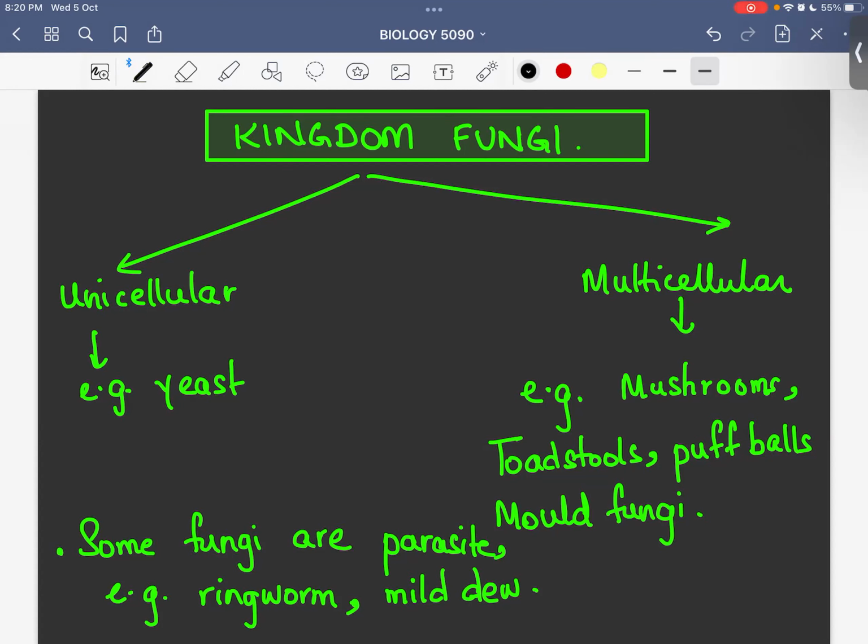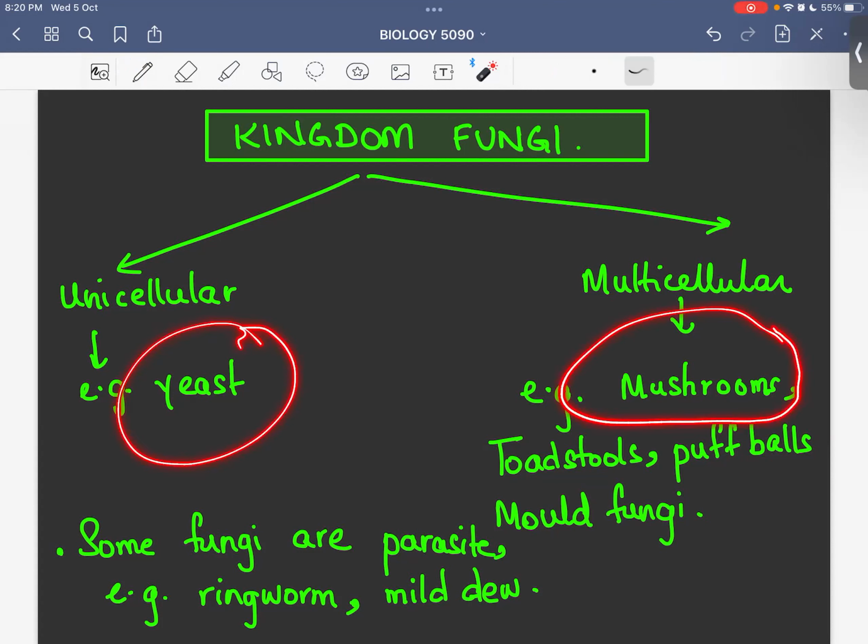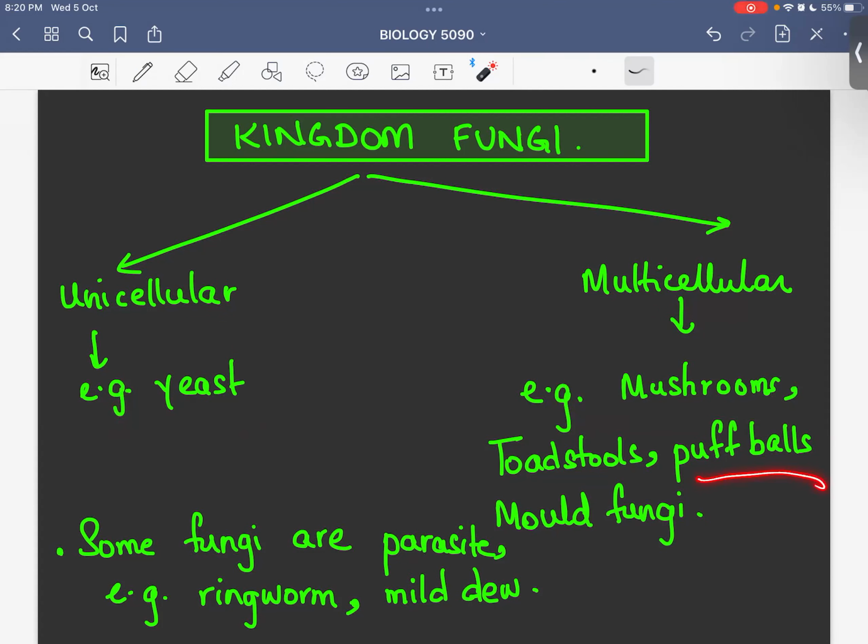Okay, so let's come back. Unicellular fungus and multicellular fungus. Unicellular is yeast and multicellular is mushrooms. We also use mushrooms in pizzas. And toadstools and puffballs and mold fungi. Now yeast is of course beneficial for us. Mushrooms also, but not the poisonous ones. But not the puffballs and mold fungi.